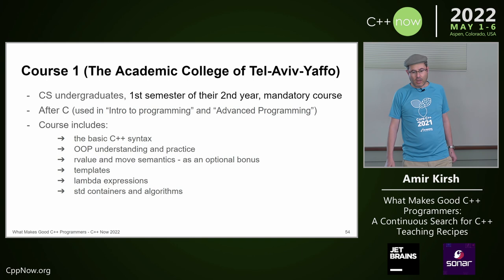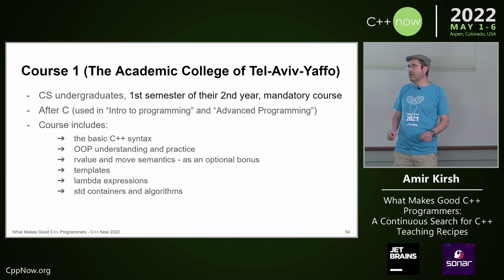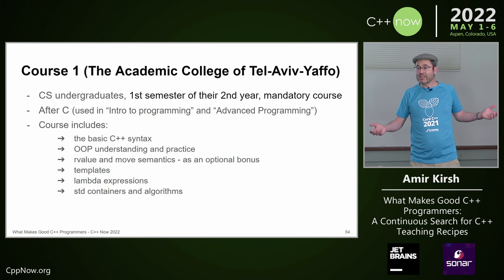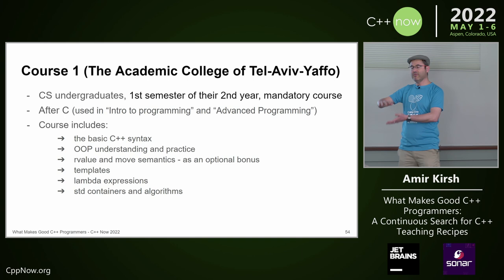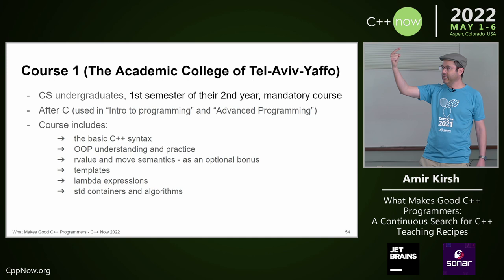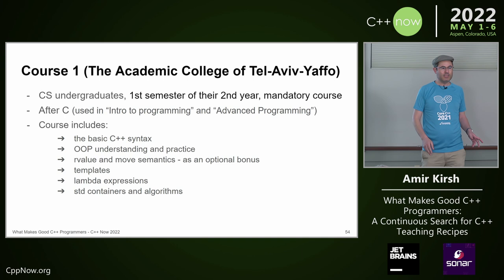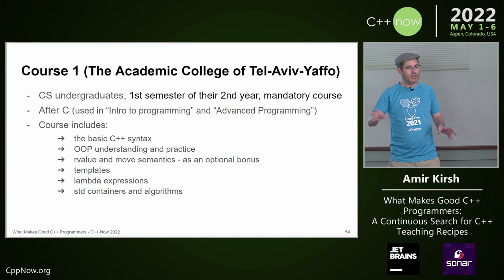R-value and move semantics, this is an optional bonus part, and this is important. I started with having that as part of the materials. And it was tough, it was tough. And then I went another way. There is a chapter in the course, they have the slides, they have the examples, they have the materials. I spent 1 hour in class explaining temporary objects, R-value, move semantics. And then I say, okay, this is bonus. You would have in the exam bonus questions on which you can have additional points. And then they learn it on their own.